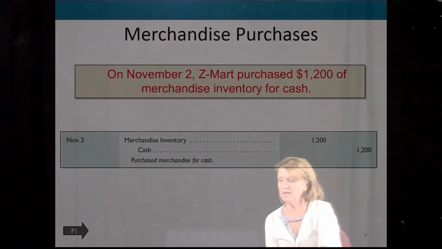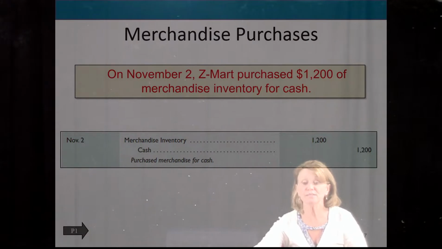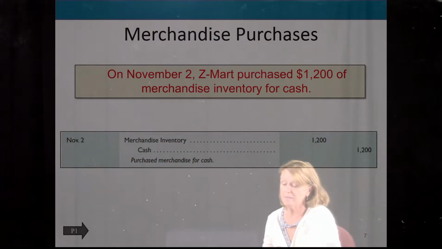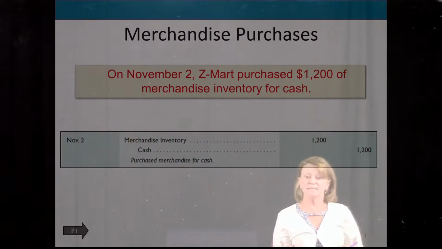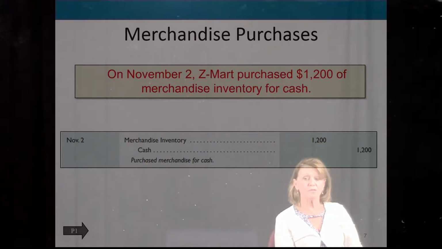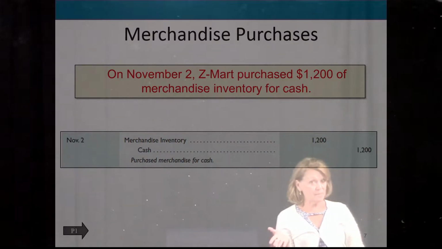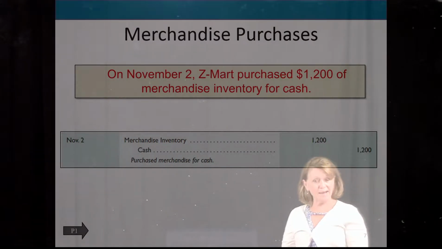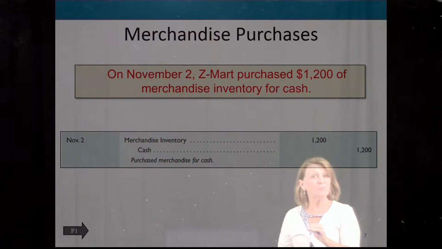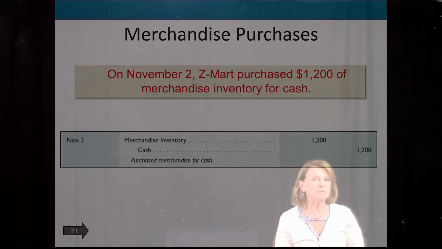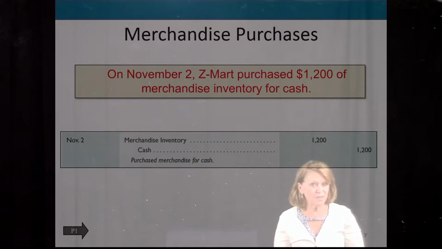Okay, so we're going to start at the beginning and we're going to talk about merchandise purchases. It's simple. You guys have done this. On November 2nd, Z-Mart purchased $1,200 of merchandise inventory for cash. We're going to debit merchandise inventory, which is an asset account. We're going to credit cash, which is also an asset account. We've dated it November 2nd. We've put our explanation there. It is a simple journal entry. You all know how to do that. You know how to post it to your ledger or T accounts.